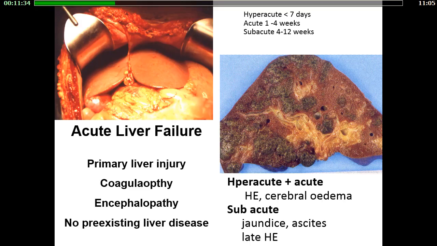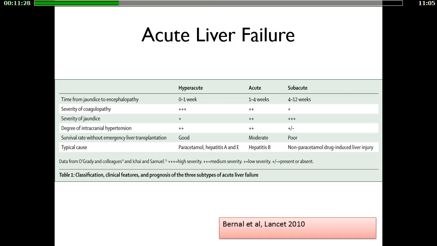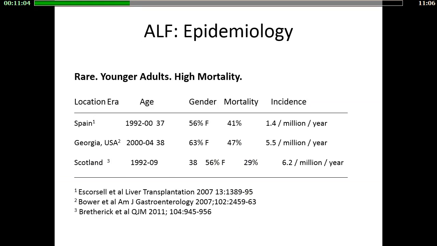The acute and the hyperacute get encephalopathy and cerebral edema. The subacute, as I've said, get jaundice and ascites. You see this described well, hyperacute, acute and subacute liver failure, in the Lancet 2010. Clearly coagulopathy is worse in the hyperacute, which is very rarely deeply jaundiced, just a little jaundice, with risk of intracranial hypertension, and a good spontaneous survival rate compared to the subacutes.